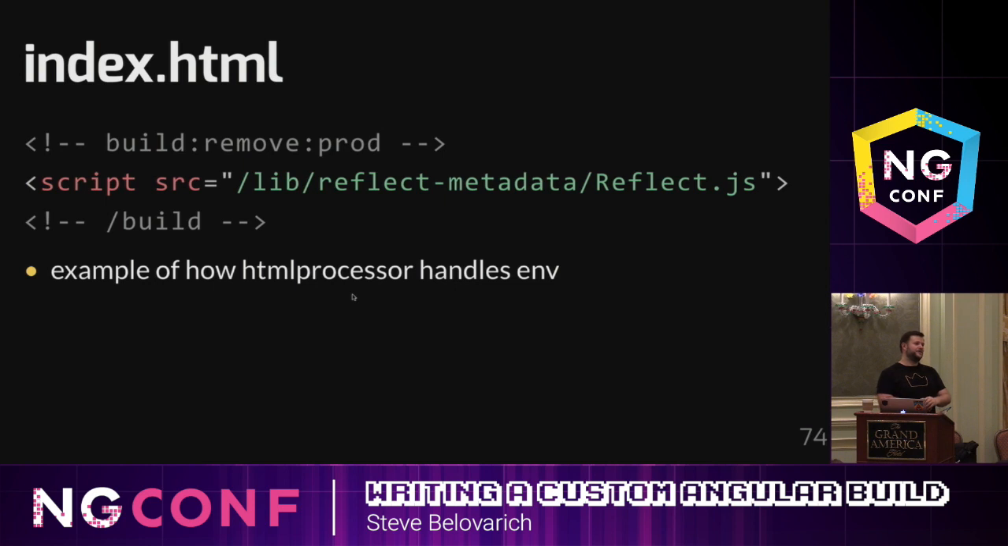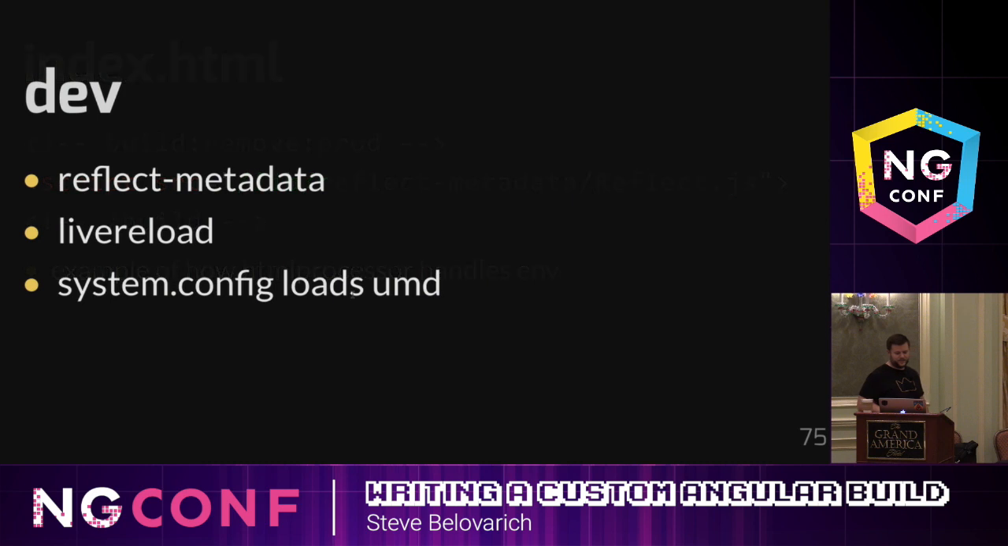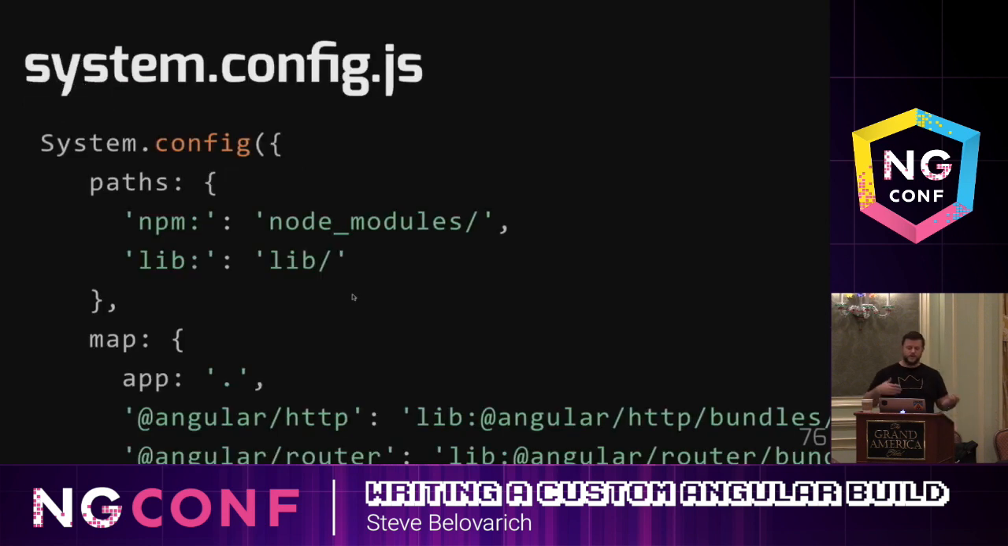Again, Webpack, it does a lot of magic with indexes, right? So we don't have Webpack today. So this is just a way for us to handle our index.html. Now our development build is going to require the reflect metadata package for Angular. It has a live reload server. It also has this file called system config. We're using system.js because it's already a dependency for Angular, so we might as well use it. System.js is going to load UMD modules for our development build.